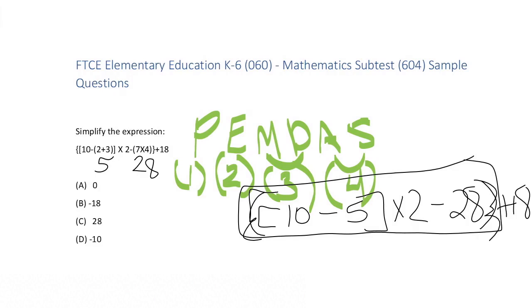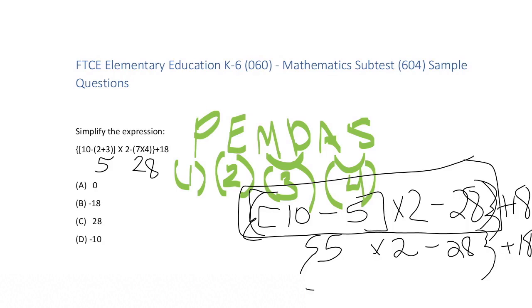We would do 10 minus 5. That would give us 5 times 2 minus 28. And we would still have our brackets plus the 18. We must continue to work within the brackets, and if we look at the order of operations, we know that we have to multiply before we do anything else left to right.